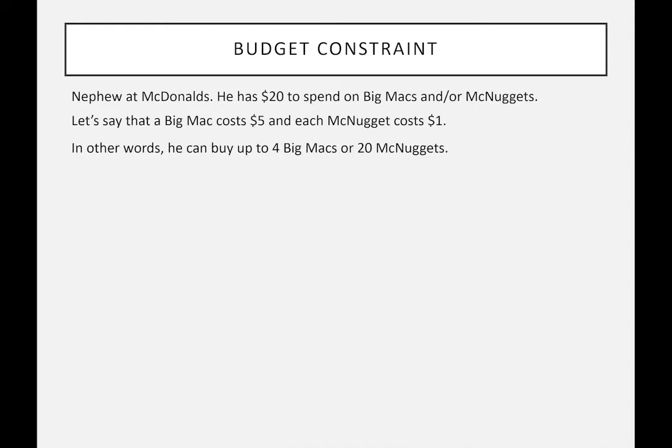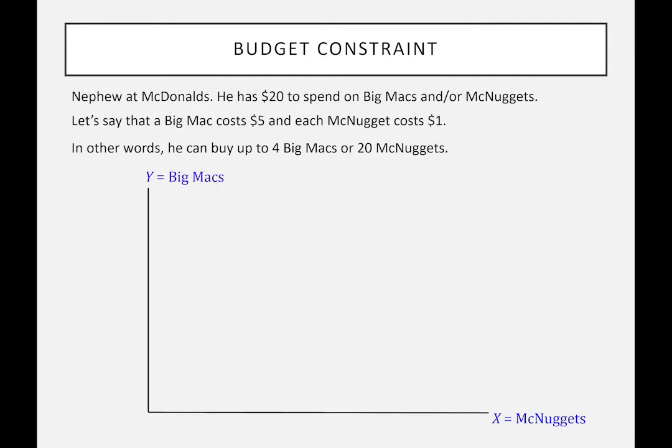Which means that, in effect, he could spend all of the money on Big Macs and buy 4 of them, or he could spend all the money on McNuggets. He'd have 20 of them. So graphically, I'm just going to put arbitrarily the McNuggets on the horizontal axis, call it X, and put Big Macs on the vertical axis. As you can see, he'd be able to buy 4 Big Macs if he spent all the money on Big Macs, or he could spend all of the money, $20, on McNuggets and buy 20 of them. Or, in effect, he could choose anywhere on this orange line, and this becomes what we call the budget constraint.